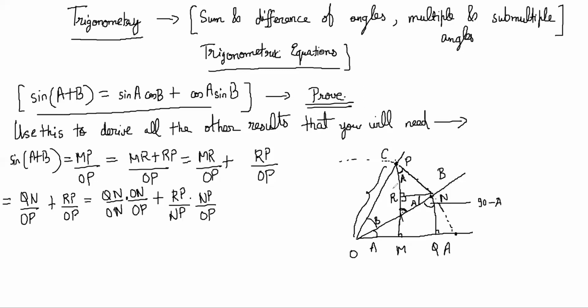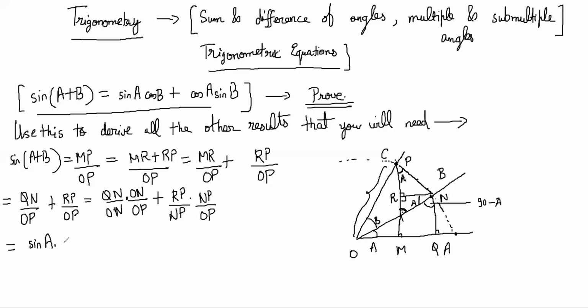RPN. Now notice what is QN by ON? ON is this, right? QN by ON is perpendicular by hypotenuse in this small right angle triangle, no? This one. So that is perpendicular by hypotenuse. So it is sine of angle A. ON by OP is clearly base by hypotenuse, right? In this right angle triangle, ON by OP is base by hypotenuse.